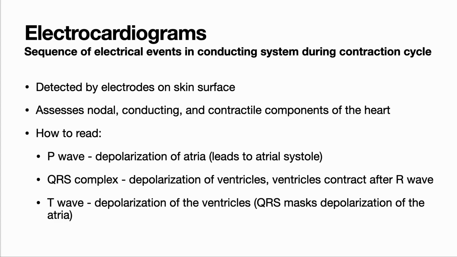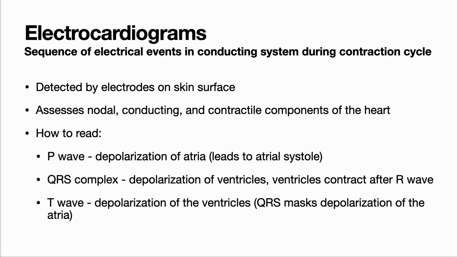Now, we can measure that electrical activity, right? So we have this depolarization happening in the SA node and moving along the conducting system. So we can put monitors or leads on people and we can record those electrical events using electrodes on the skin surface. So essentially we can assess the SA node and the conducting portions and the actual contractile components of the heart based on the reading of those electrical events in an EKG.